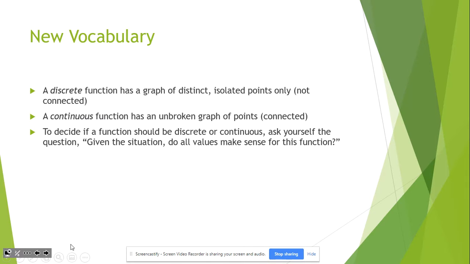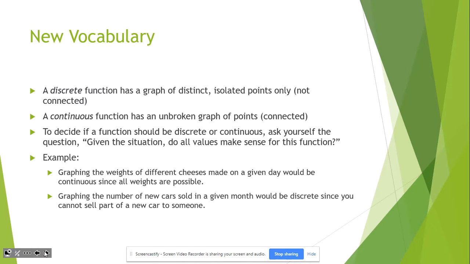To decide if a function should be discrete or continuous, ask yourself the question, given the situation that you've just read about, do all values, both in the domain and the range, make sense for this function?